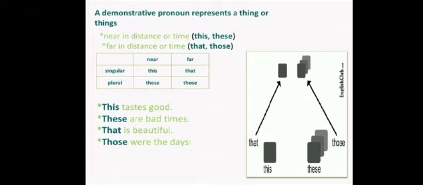This tastes good means it's situated near to us. And these are bad times, you are talking about some far objects and you say these are bad times. That is beautiful means it's near, and those were the days means you are talking about some far object. You can understand by the help of this diagram also. This and these show near objects; that and those show far objects.